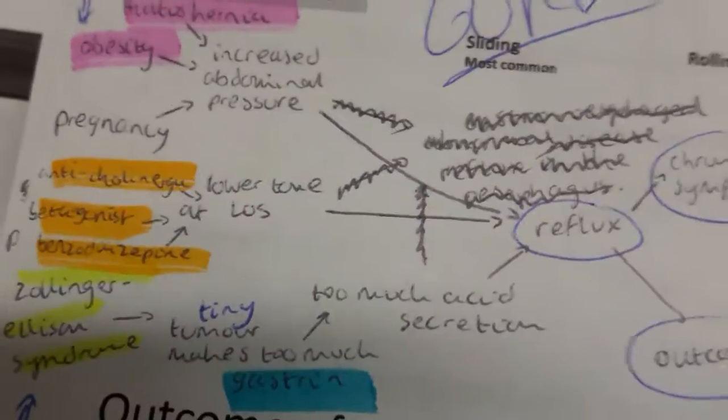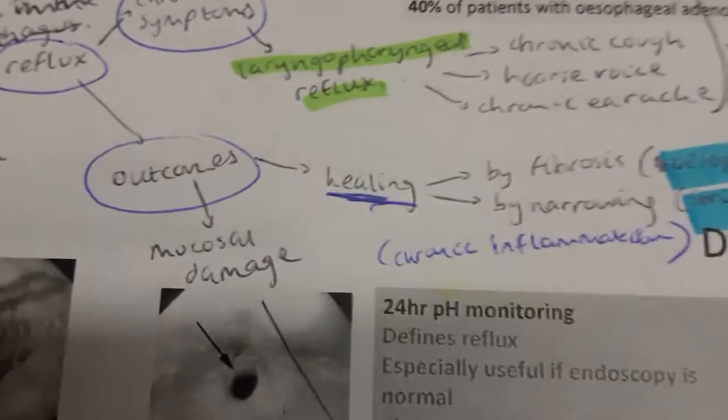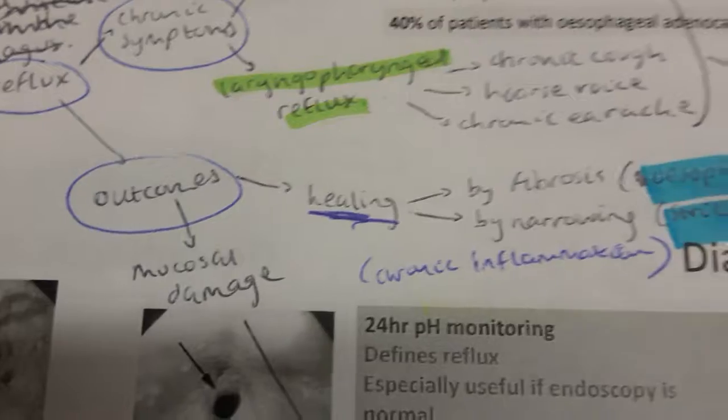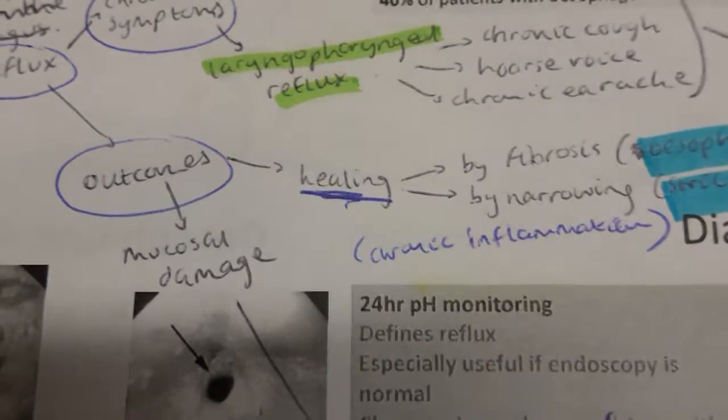If the sphincter stops working, or you get increased abdominal pressure, lower tone of the sphincter, or too much acid secretion, you get reflux, resulting in heartburn and various symptoms, such as chronic earache if it passes too high. Symptoms don't really correlate with outcomes. You'll get healing, and healing results in fibrosis and narrowing. Mucosal damage will progress to Barrett's metaplasia and then progress even further to adenocarcinoma.